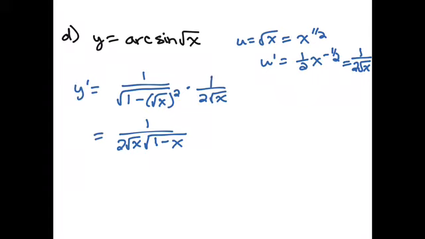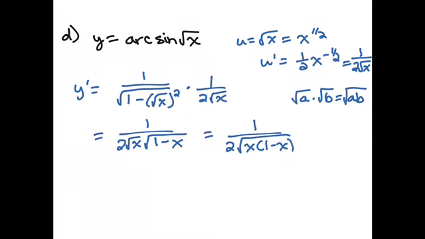Now that's not very nice to look at, but when we have a square root times another square root, we can put them together under the same radical sign. So that's what I'm going to do here. I'm going to rewrite this as 1 over 2 times the square root of x times 1 minus x, and I'll distribute that x, and I end up with 1 over 2 times the square root of x minus x squared.